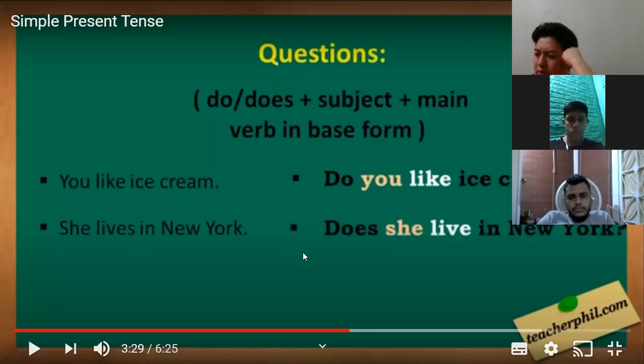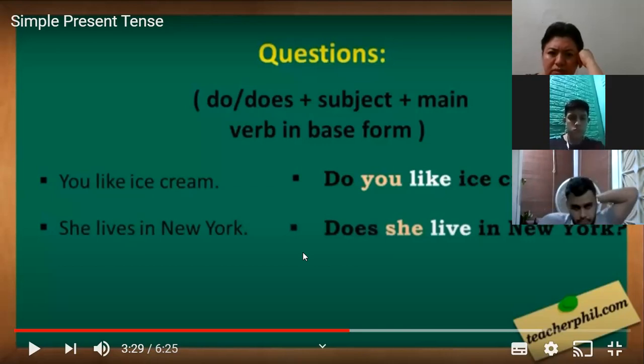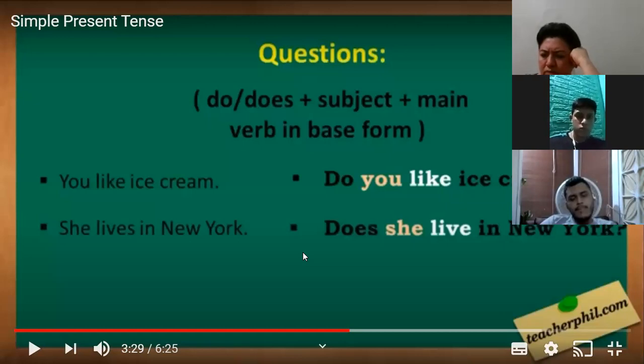Okay, so when are you going to change the verb? Can you change the verb in negative form? No. Can you change the verb in questions? No. Can you change the verb in positive sentences? Yes. Only if you have he, she, or it. Remember.